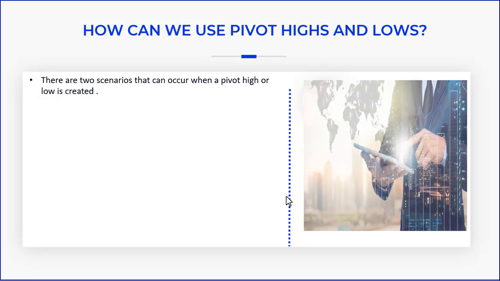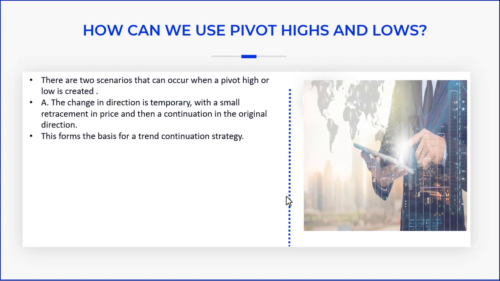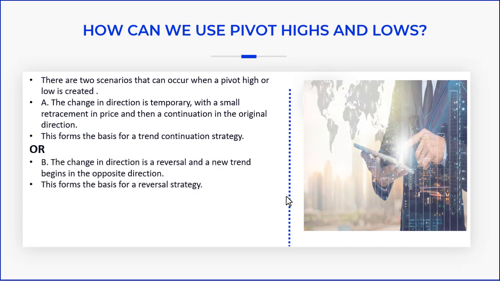There are two scenarios that can occur when a pivot high or pivot low is created. First of all, the change in direction is temporary with a small retracement in price and then a continuation in the original direction. This forms the basis for a trend continuation strategy, and we've covered this in a previous video. Or, as we showed in the previous example, the change in direction is a reversal and a new trend begins in the opposite direction for at least some period of time. And this forms the basis for a reversal strategy.